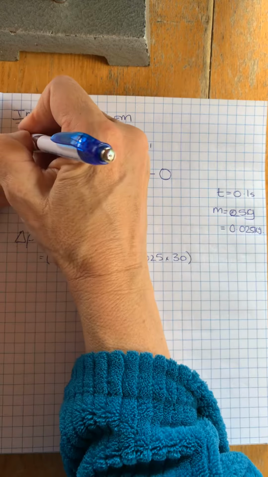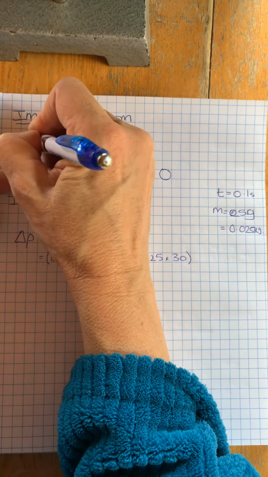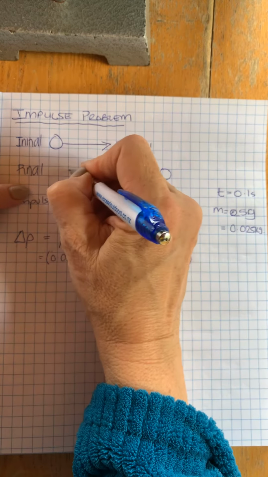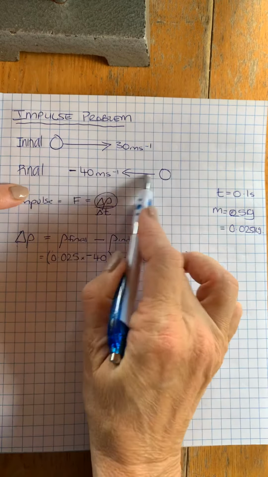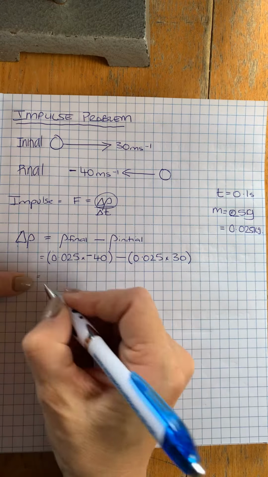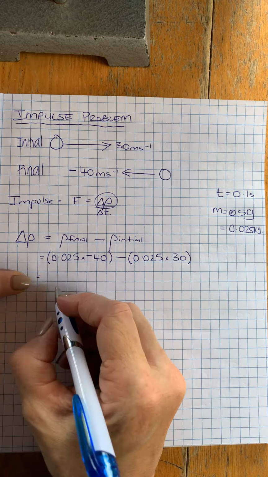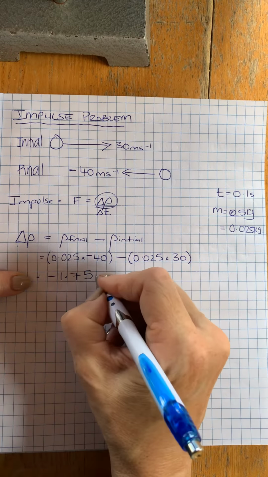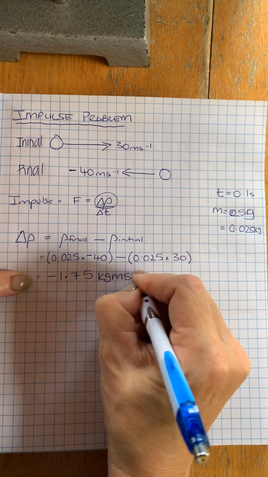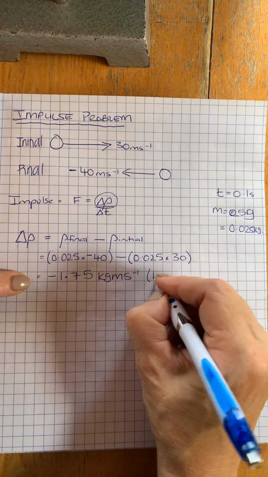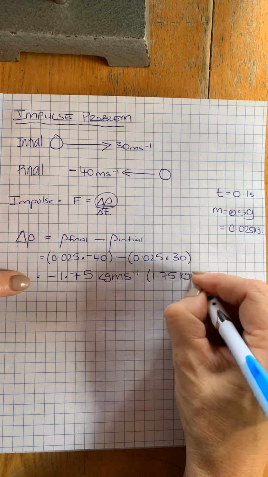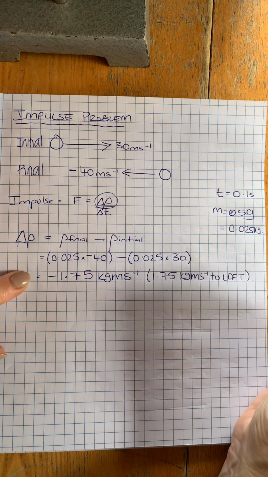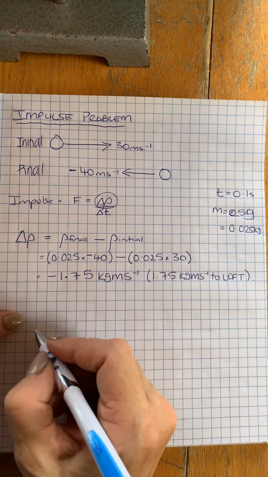Okay, so if I write that up here, this becomes the initial and this one becomes the final. And it's minus 40 because it's going towards the left. And when you pop that into your calculator, you get minus 1.75 kilogram meters per second. So that's the same as 1.75 kilogram meters per second to the left. Okay, so that's our change in momentum.